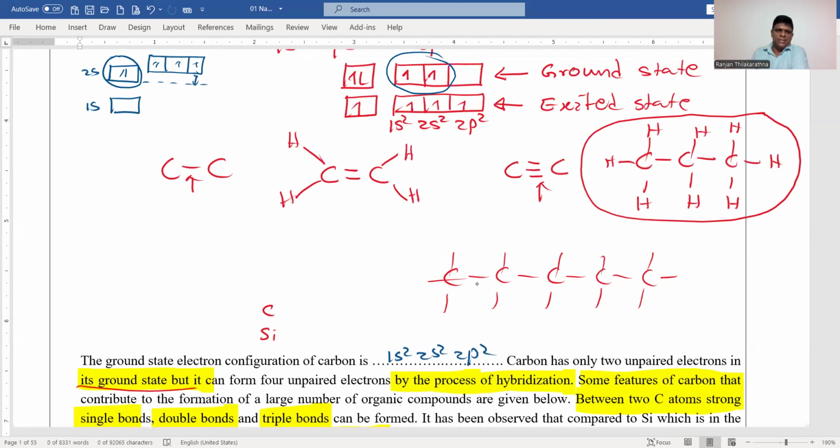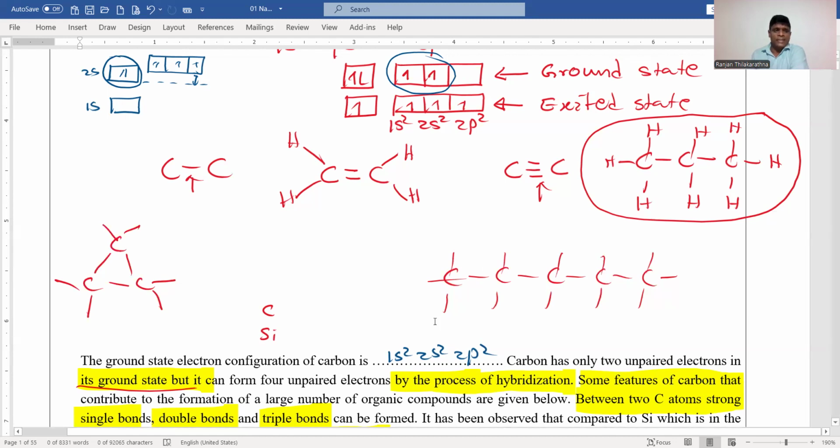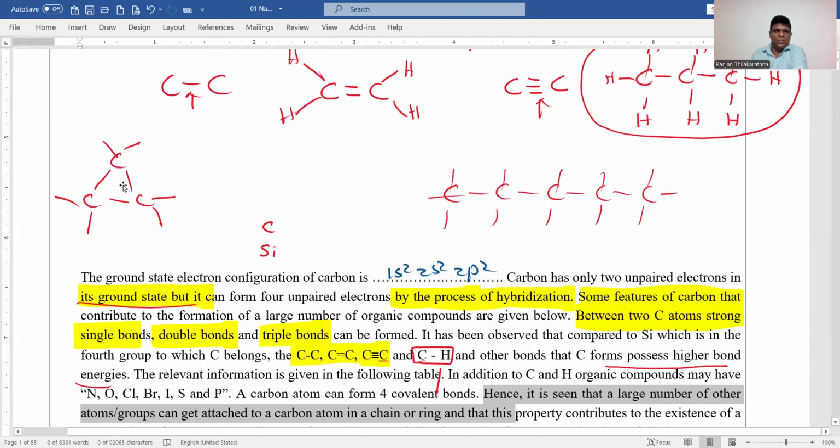But there are some other compounds like this. We have carbon, and they connect in a ring shape, in a circular way. These are called the cyclic compounds. So this is called cyclic propane. Why? We have three carbon.